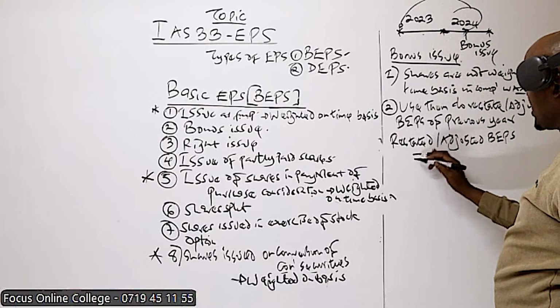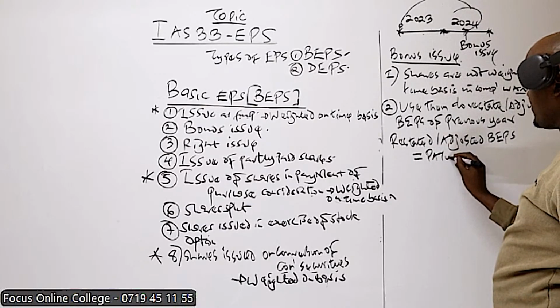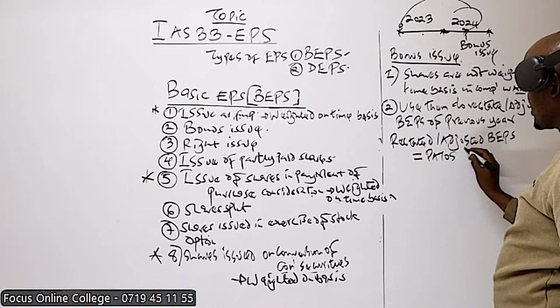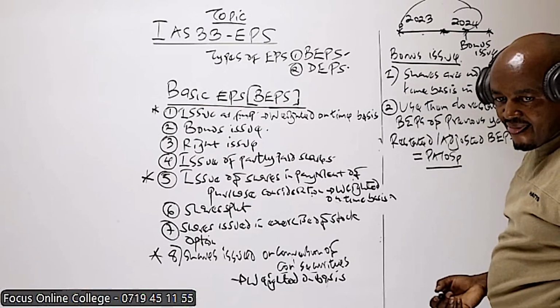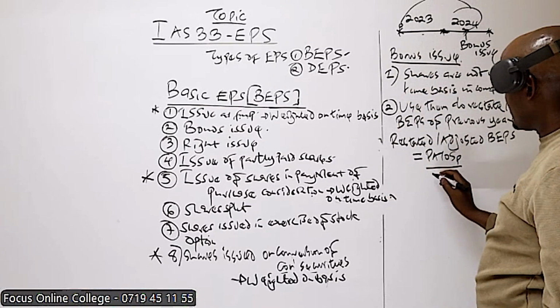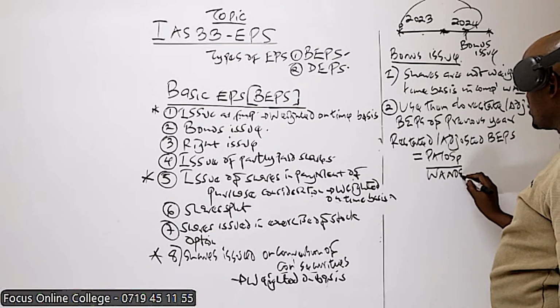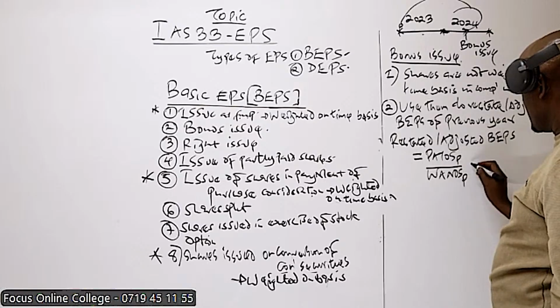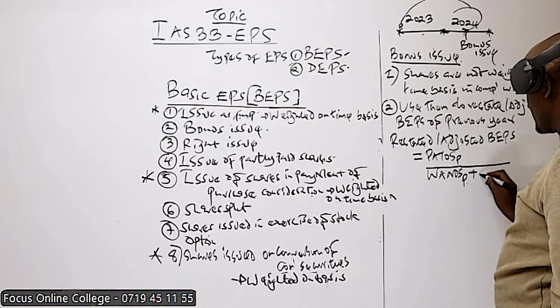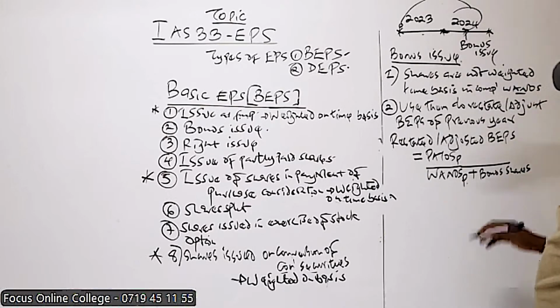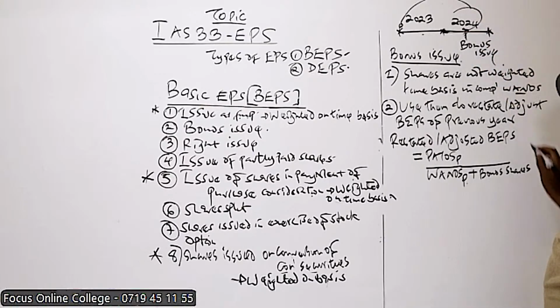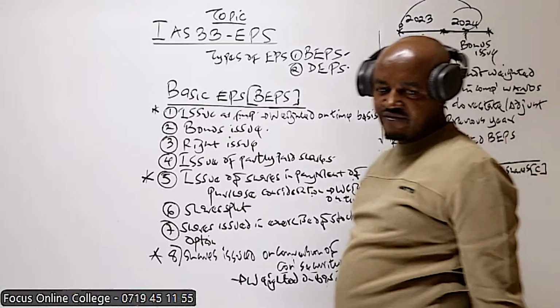So to compute that one, we take the PATOS basically for the previous year, that is 2023. We can just refer to that as PATOS for P. P to stand for previous year. Are we together? P to stand for previous year. We divide that with the WANOS for previous year. And then to the WANOS for previous year, we add the bonus shares, which were issued during the current year. Maybe you can just use C. C, the bonus shares for the current year. The bonus shares for the current year.